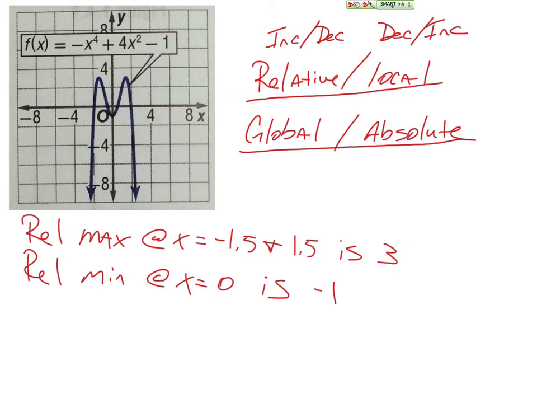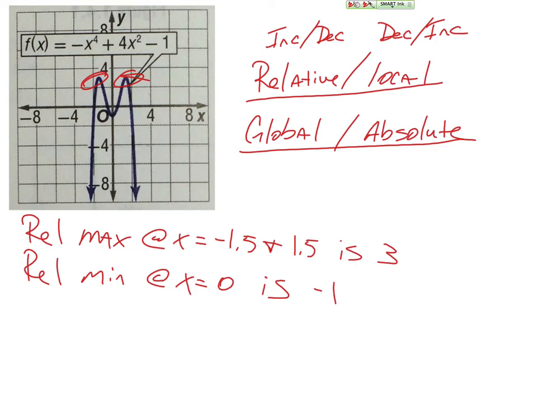Okay, notice I did two things on each of my relative extrema. I first identified the x value where the extrema is at, and then I identified the y value of the maximum or the minimum. Okay, so we've got maximums here and there. Why do I have maximums there? What is my function doing at those two spots? Changing from increasing to decreasing.